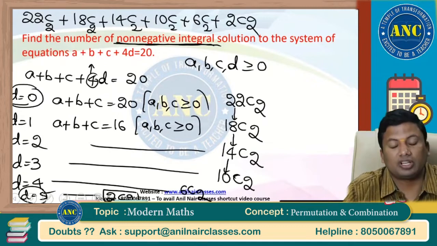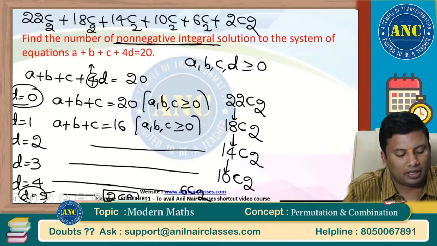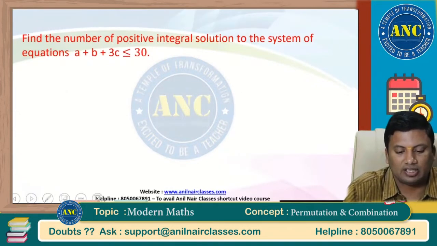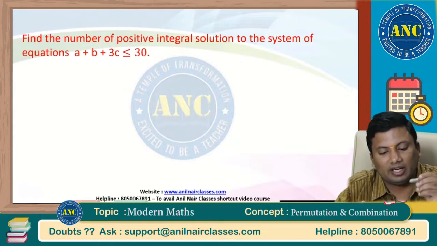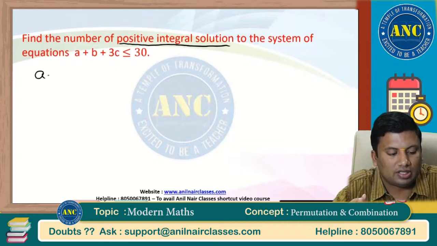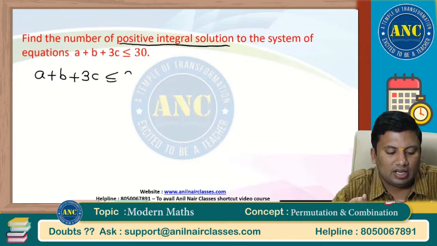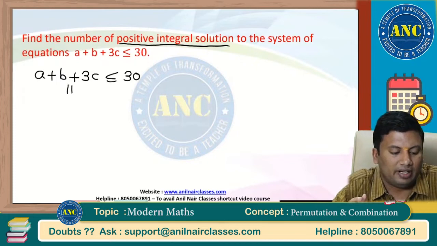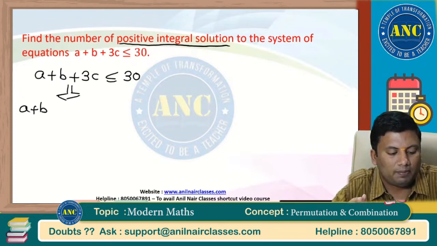Variety of questions are extremely important topic. Right after the class, concentrate on this one. Find the number of positive integral solutions. The question is a plus b plus 3c less than or equivalent to 30. Already we did this model. Less than or equivalent to 30 means a plus b plus 3c plus d is equivalent to 30.